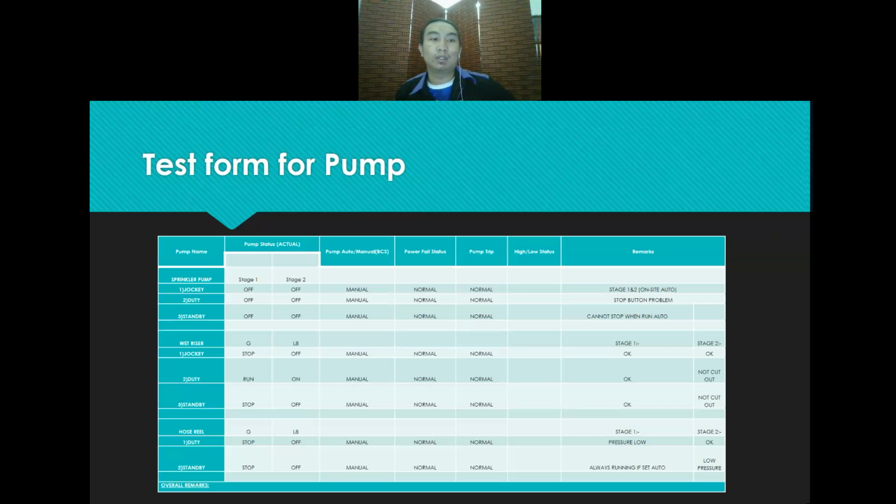As for the wet riser, it seems like nothing major there except for the not cut off for duty and standby stage 2. And for the hose, this is quite major because the pressure is low for the duty and standby stage 2. The pressure is low, so you cannot deliver the water to the hose if anything happens.